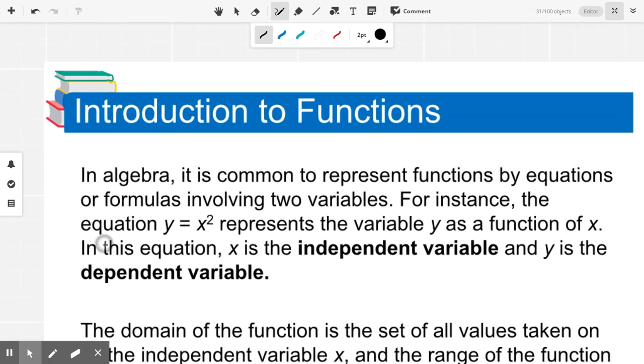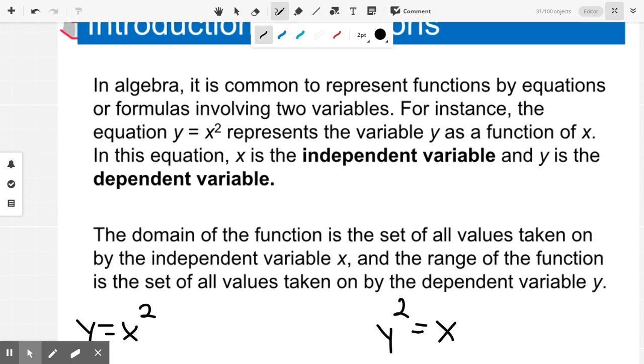All right. Let's see what this says. In algebra, it's common to represent functions by equations. So we deal with equations more than we do with individual points. For instance, the equation y equals x squared represents the variable y as a function of x. So this is where we get to solving for y. We always like to solve for y. This puts us in function form. It also allows us to enter graphs and stuff into our calculator when it's solved for y.